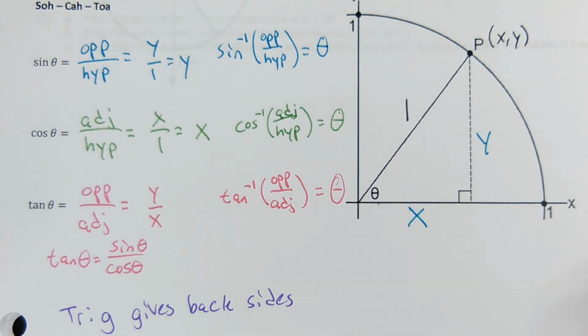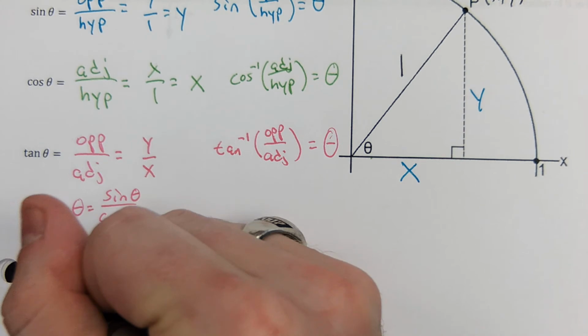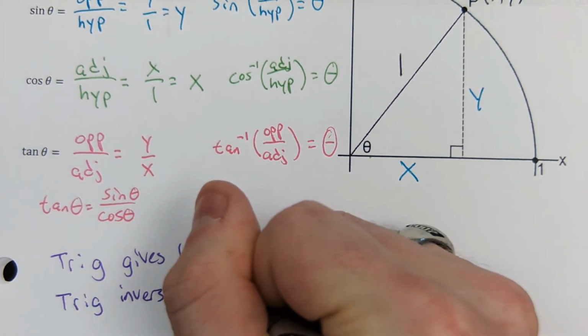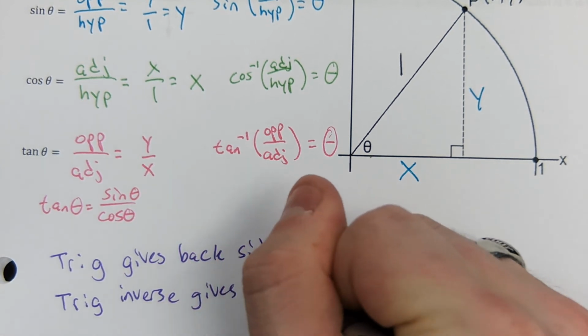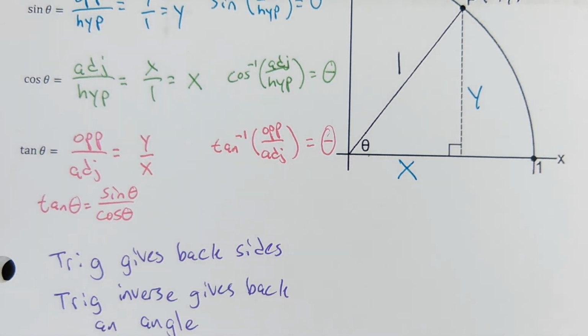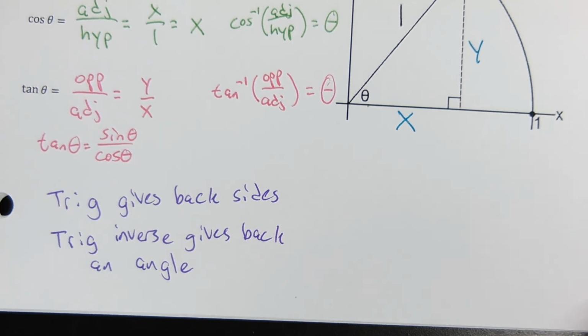But I would like you to look at the outputs of all three trig inverse. Trig takes thetas, gives us back sides. Trig inverse takes sides and gives you back angles. So the result of all trig inverse is an angle. Really important concept to know that trig returns sides, trig inverse returns angles.